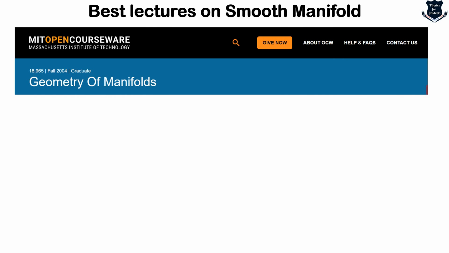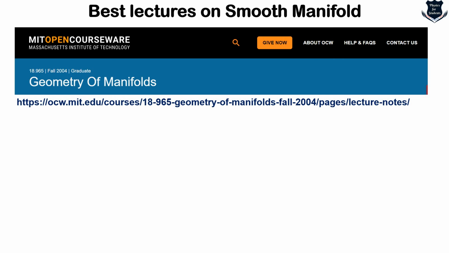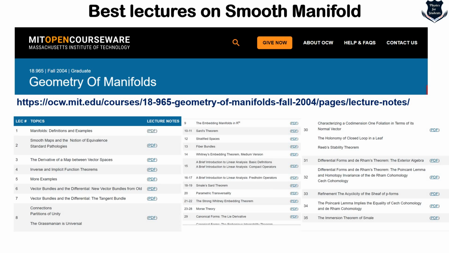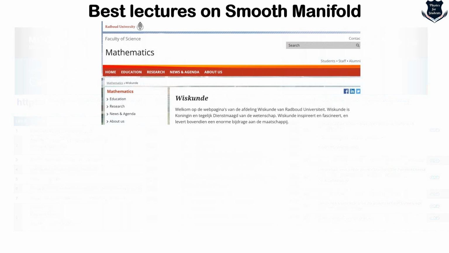The second one would be the very famous MIT OpenCourseWare, Geometry of Manifolds. You can go to MIT's website, although I have given it in the description box, and you can see there's a huge amount of topics starting from manifolds, derivative, more examples, stratified spaces, fiber bundles, and you can see all of them contain a PDF icon. That means these are all free and downloadable, and you can go ahead and see those MIT OpenCourseWare lectures. It's good for understanding manifolds.